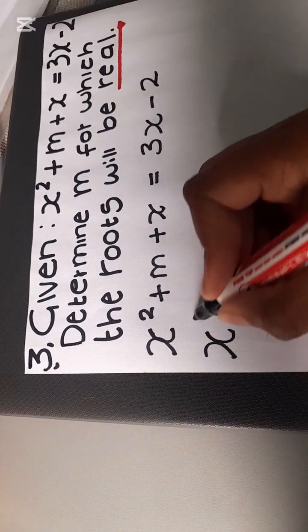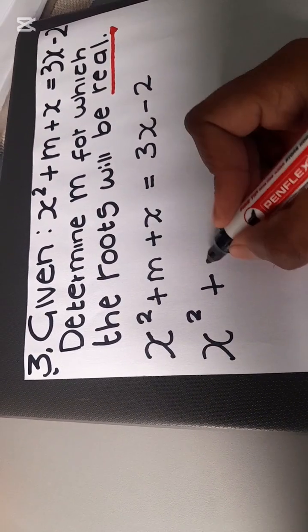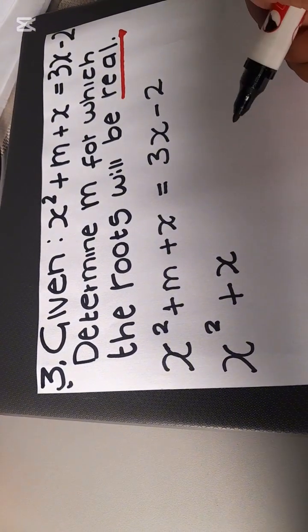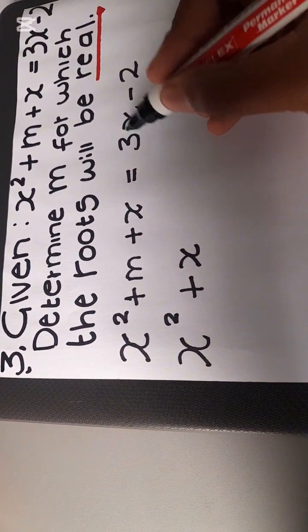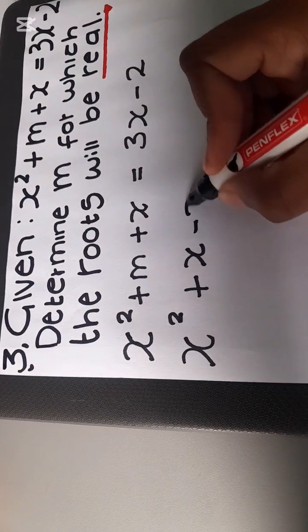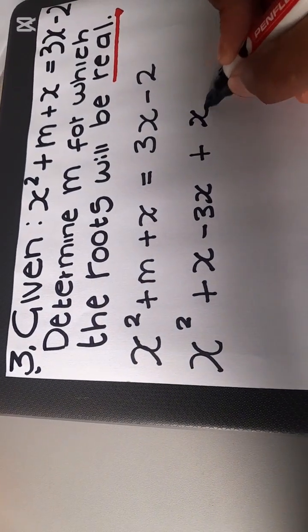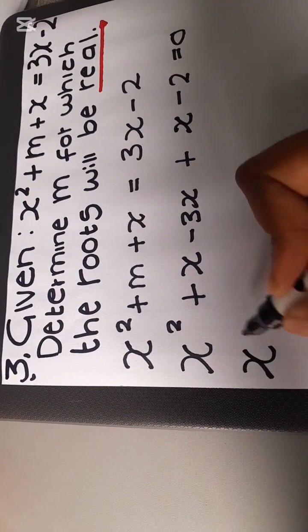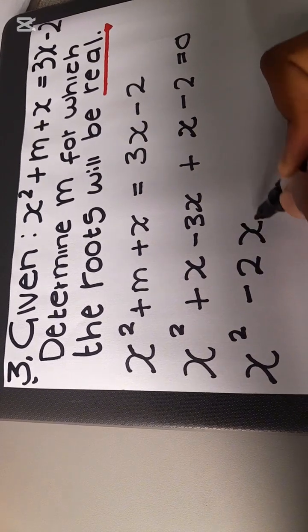So it's going to be x squared plus, let me first deal with this x first before I could deal with the constant values. So it's going to be x, 3x going to that side is going to be negative 3x plus x minus 2 is going to be equal to 0. So you're going to have x squared minus 2x.